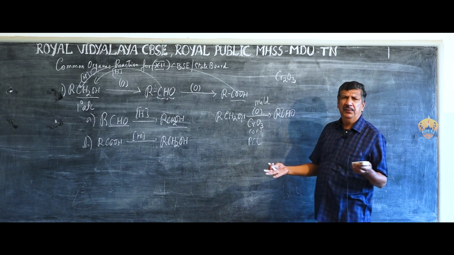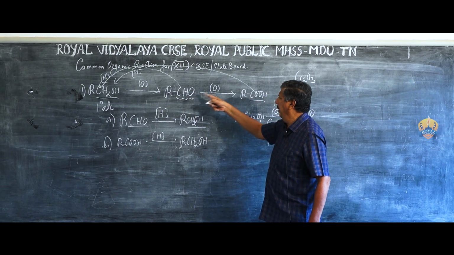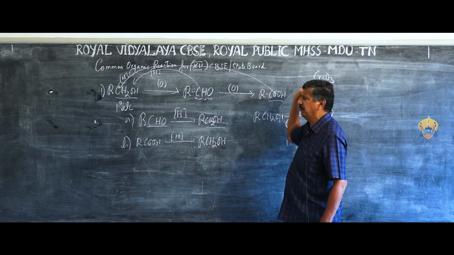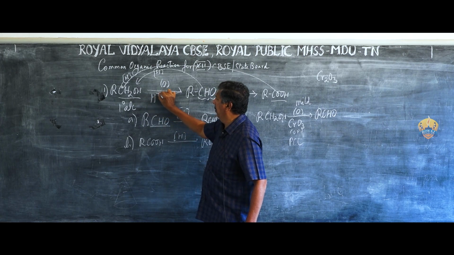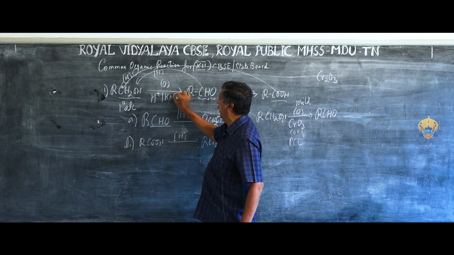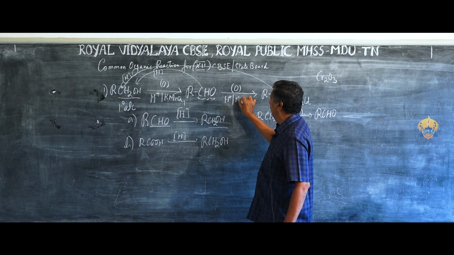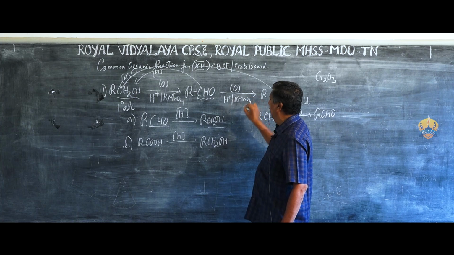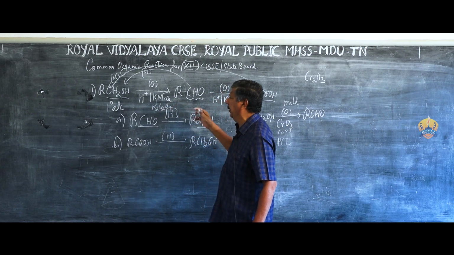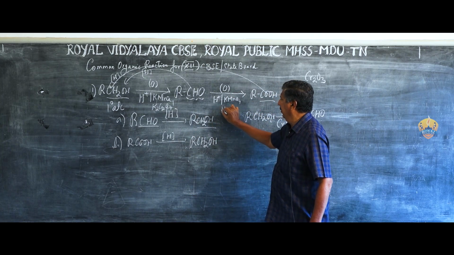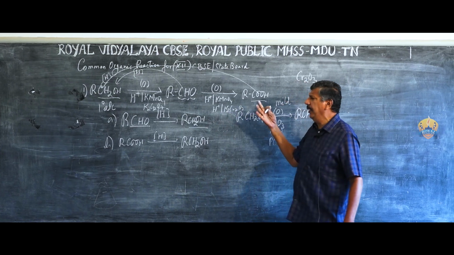But if you want the primary alcohol into aldehyde, then aldehyde into acid, all these steps should be taken, then you should go for a strong oxidizing agent like this: acidified potassium permanganate or acidified potassium dichromate. You write any one.